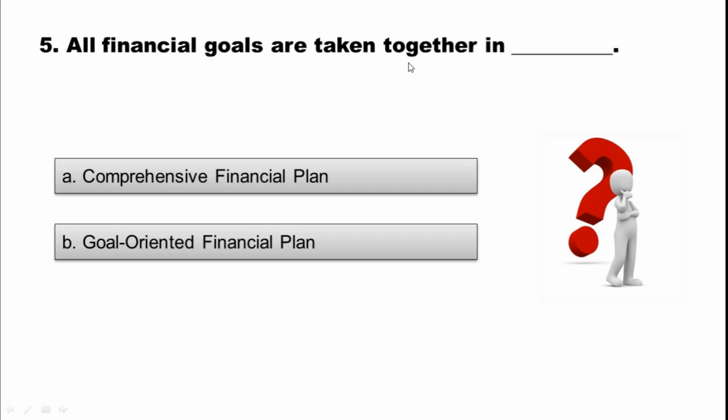All financial goals are taken together in A. Comprehensive financial plan, B. Goal-oriented financial plan. And the correct option is option A.